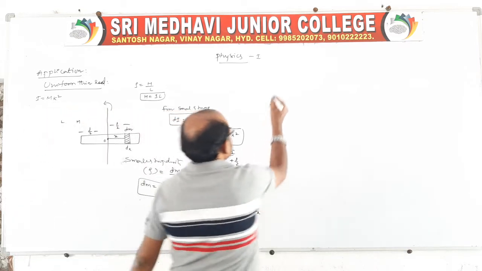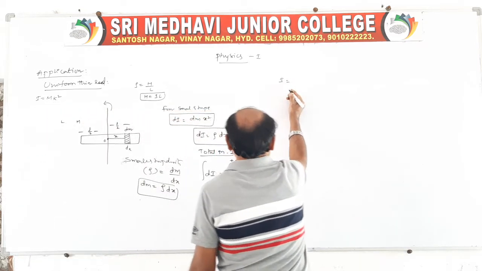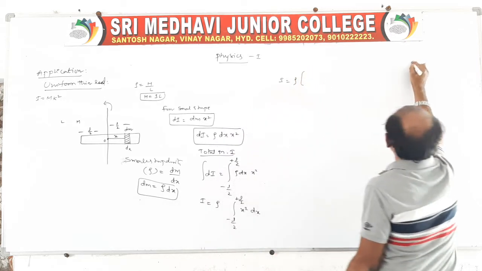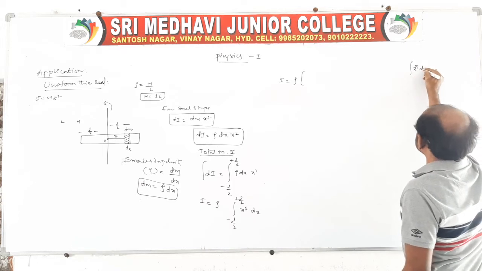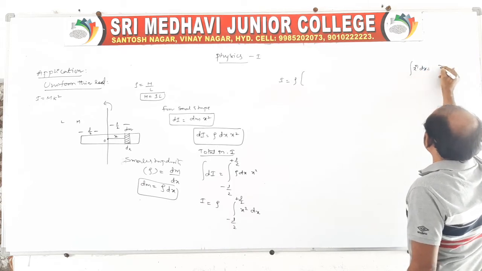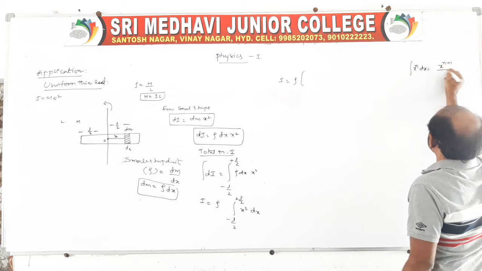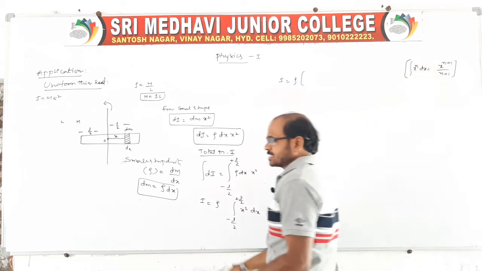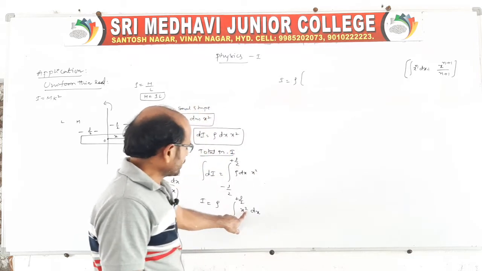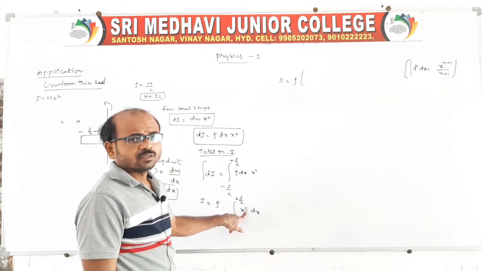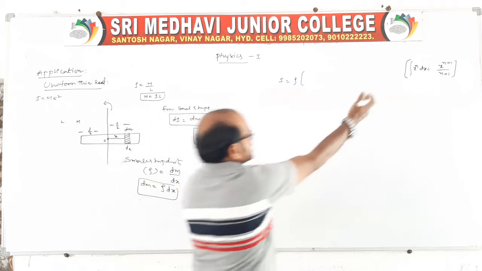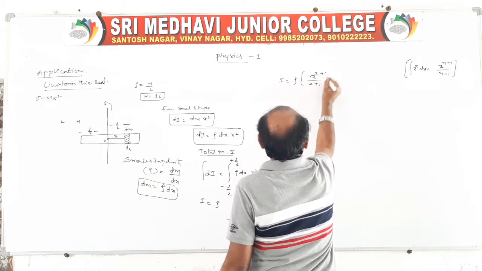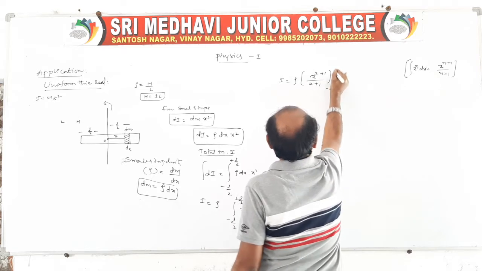Now, there is one formula in the integration method that I will give you: the integral of x power n dx is x power n plus 1 by n plus 1. Here, instead of n, 2 is given. So you apply the same formula: x power 2 plus 1 by 2 plus 1, with limits from minus L by 2 to plus L by 2.